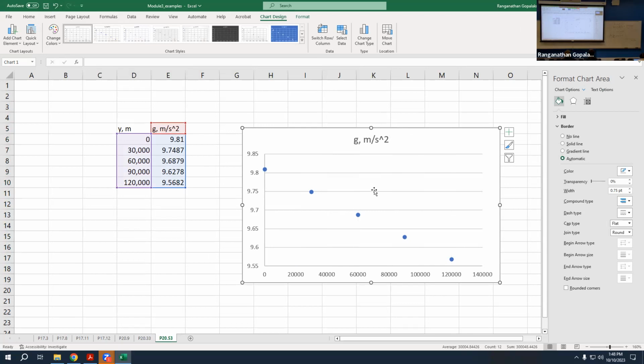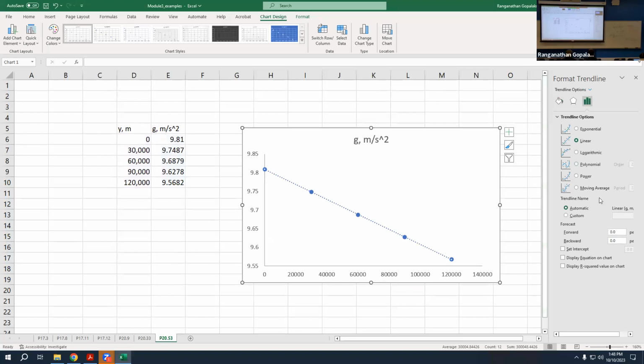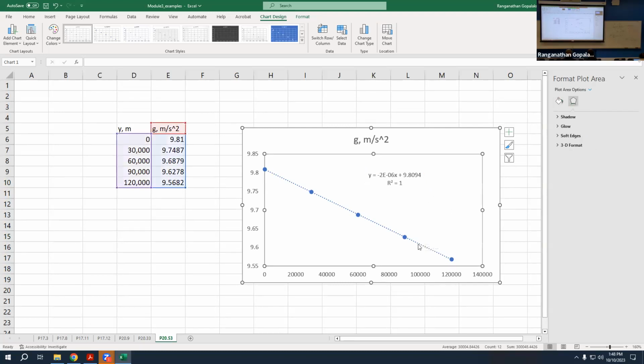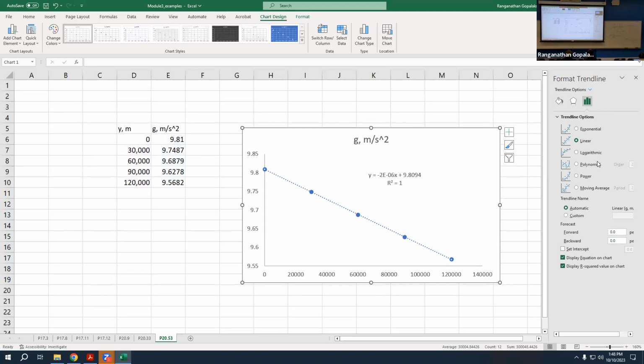If I just plot the data, I'm getting some data points which may or may not be a linear fit. If I try linear, I'm getting almost a perfect fit. If I try something else, like a polynomial, I'll still get a good fit, but that may not be necessary. So if nothing is told to you, based on the given information, it seems like a good linear fit. You just need to plug in 55,000, which will appear somewhere here.